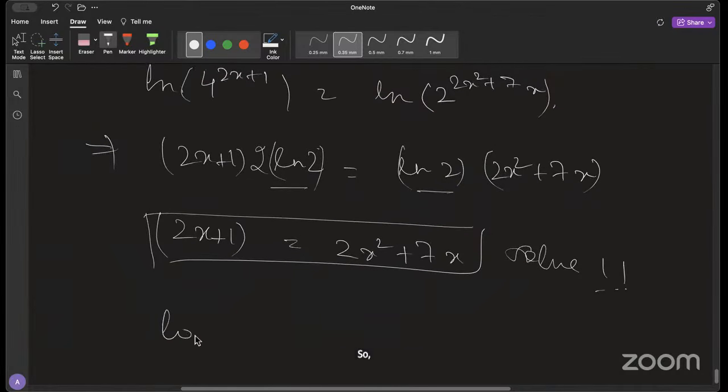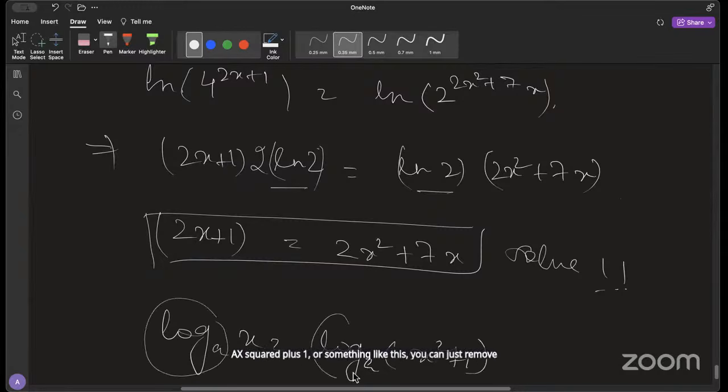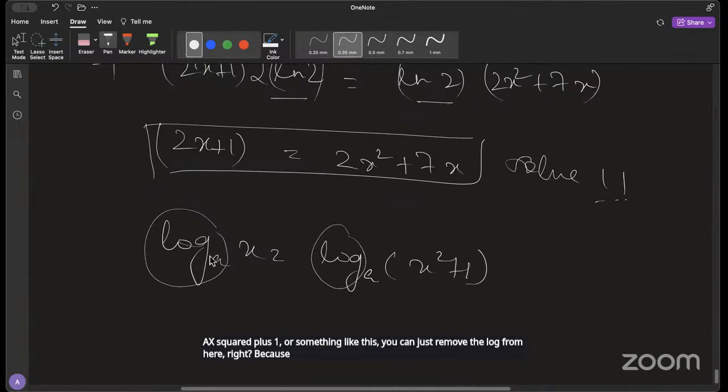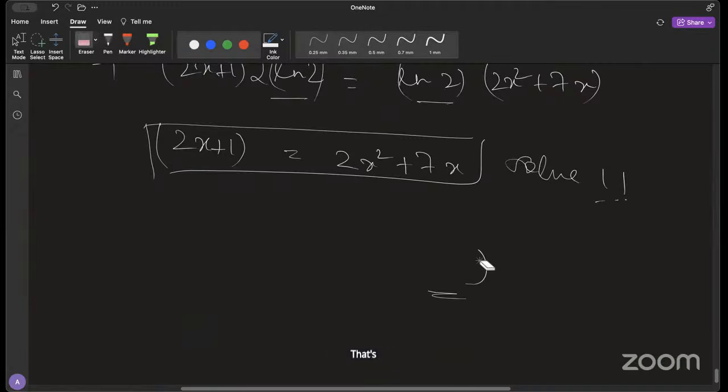So if you ever see something like this, log ax is equals to log ax square plus 1 or something like this, you can just remove the log from here, right? Because they're 1, 1 functions. That means if log of x and log of x square plus 1 is same, that means x and x square plus 1 are also same. That's what 1, 1 means, right?